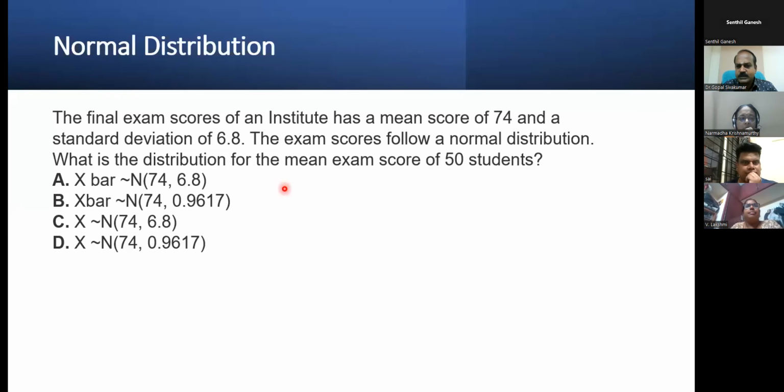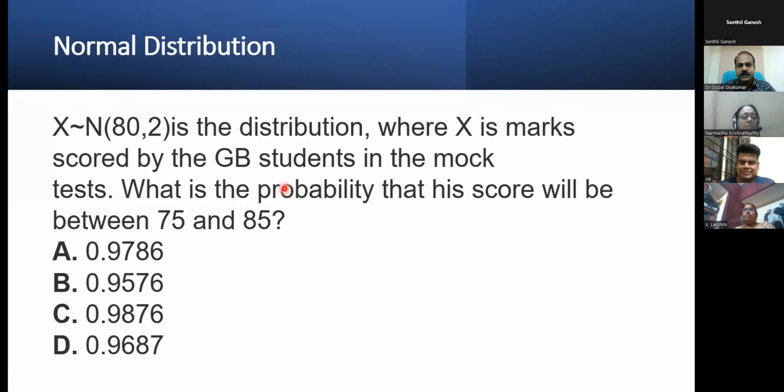Okay. Now we proceed. And this is a theoretical question. You all can just read it yourself. I want to go with the practical question. See here, a random variable, maybe the exam mark of the students, or the diameter of the product, or the time to process a particular order, whatever it is. It's a random variable. Average is 80, standard deviation is 2. X is the mark scored by the student in the mock test. What is the probability that his score will be between 75 and 85?